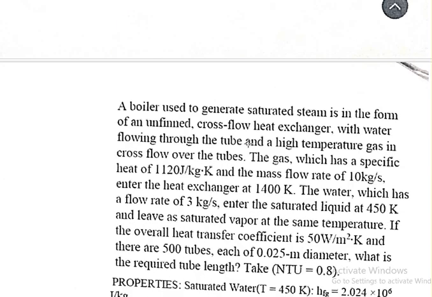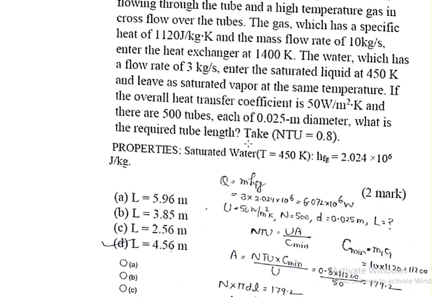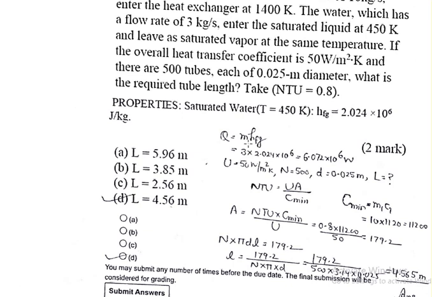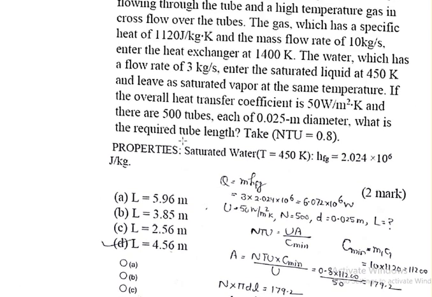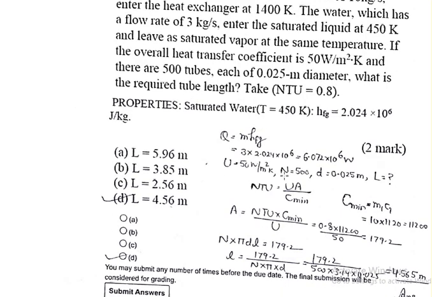Now come to question number 6. This is the last question, and again it is related to NTU. First we will calculate the required tube length for the effective heat transfer. The total heat transfer will be m into hfg, because this is a question of condensation, evaporation. So Q equals m into hfg, this is the total heat transfer. U is given, the overall heat transfer coefficient, number of tubes 500, diameter per tube 0.025, length we have to calculate.